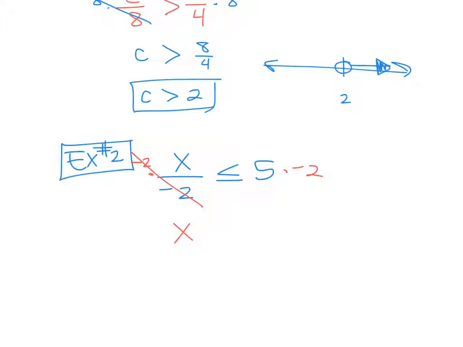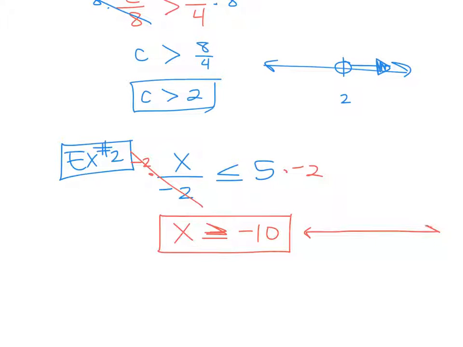Do I flip my sign? Yes, you need to flip your less than or equal to over to a greater than or equal to because we multiplied by a negative, okay? So 5 times a -2 is a -10. So you get x is greater than or equal to -10.